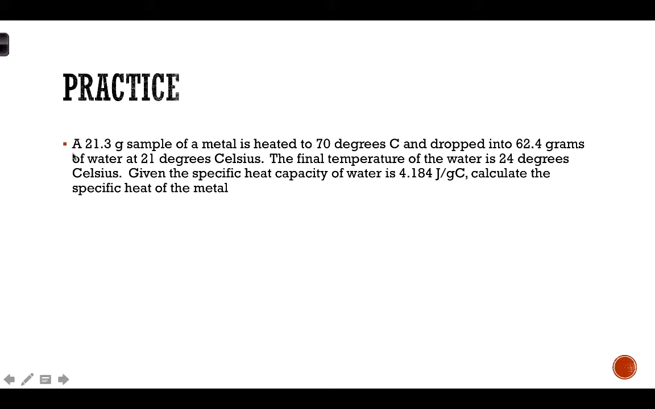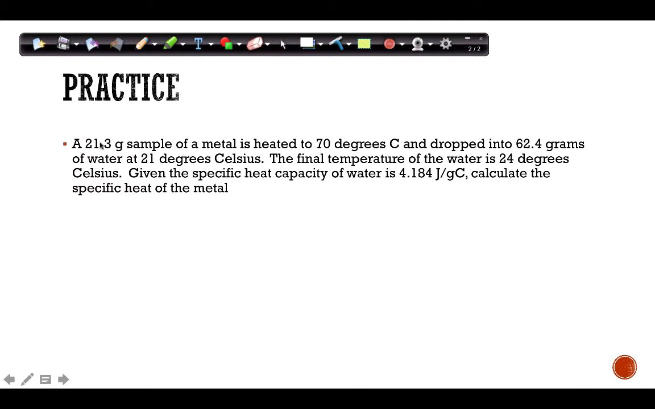So a 21.3 gram sample of metal is heated to 70 degrees Celsius and is dropped into 62.5 grams of water at 21 degrees Celsius. The final temperature of the water is 24. Given the specific heat capacity of water is 4.184 joules per gram degree Celsius, calculate the specific heat. Okay, so basically a piece of metal was heated up and then dropped into a cup of water, and they measured the temperature change of that water. We're trying to get the specific heat.